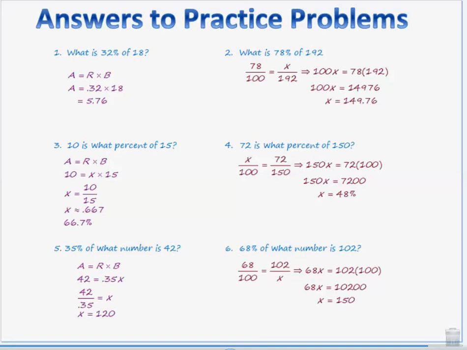Here are the answers to the practice problems. I worked out the left side using the A equals R times B option, and I worked out the right-hand side using option 2, our proportion method. Again, you can choose whichever method you like better, and it doesn't matter which method you choose, we should still get the same answer.